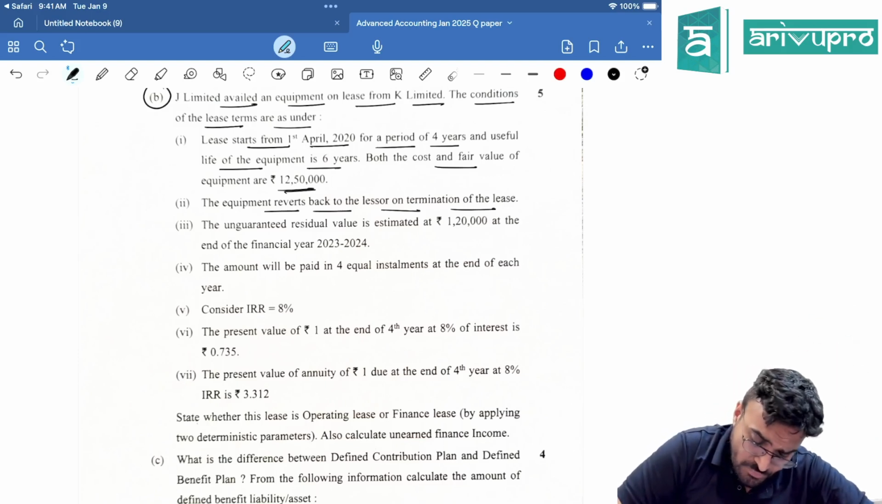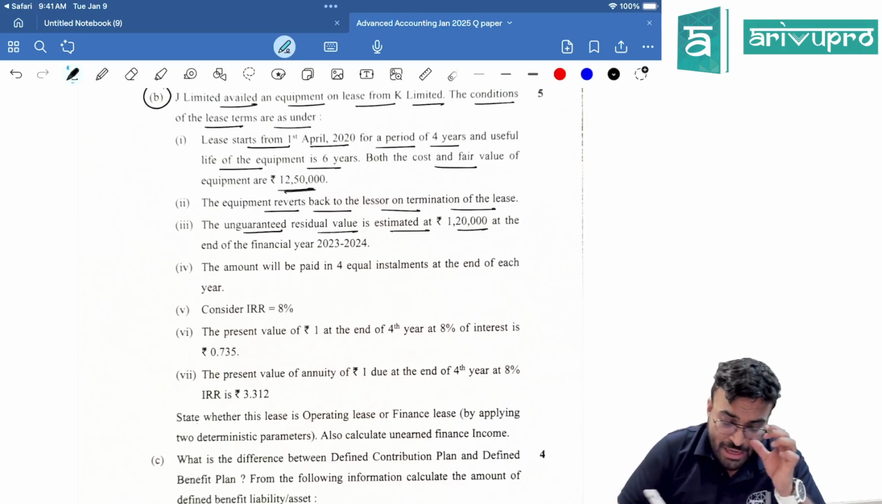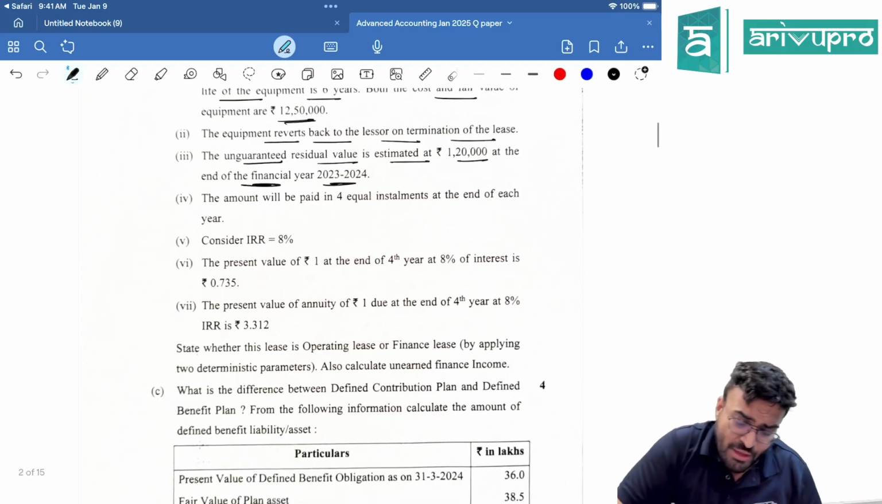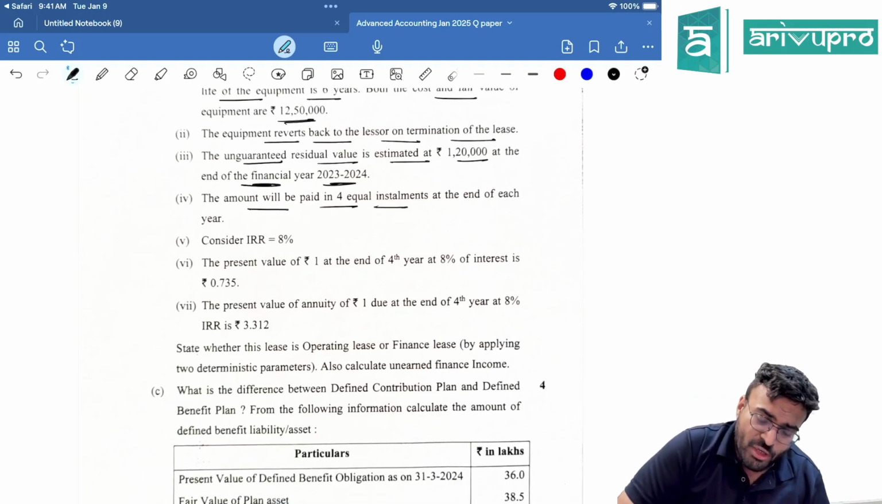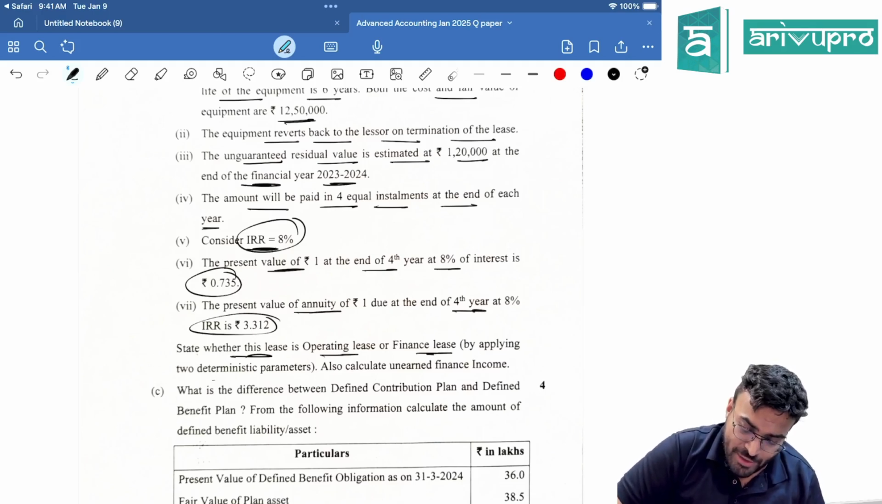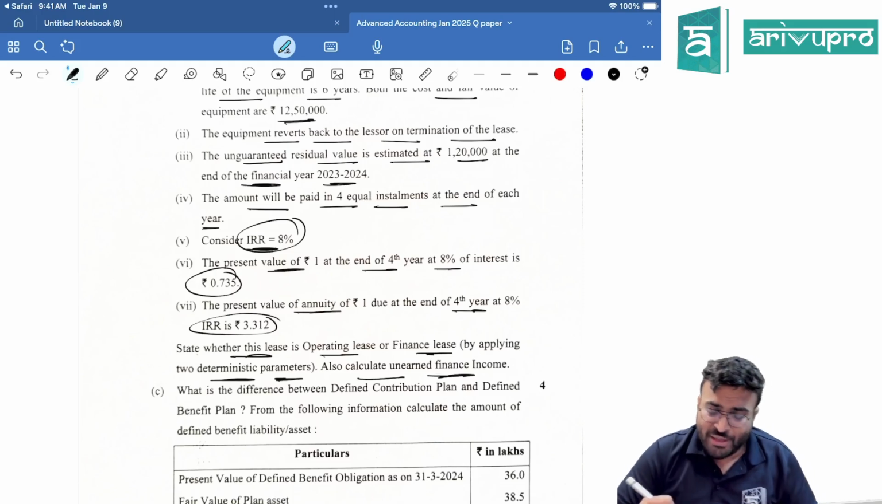Unguaranteed residual value is estimated as 1,20,000 at the end of the financial year 23-24. The amount will be paid in 4 equal installments at the end of each year. Consider IRR as 8%. Present value of rupee 1 for 4th year is given. Present value of rupee 1 of annuity is also given. State whether it is an operating lease or finance lease by applying 2 deterministic parameters. Also calculate unearned finance income.